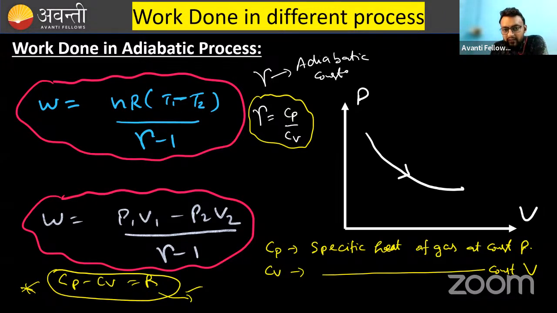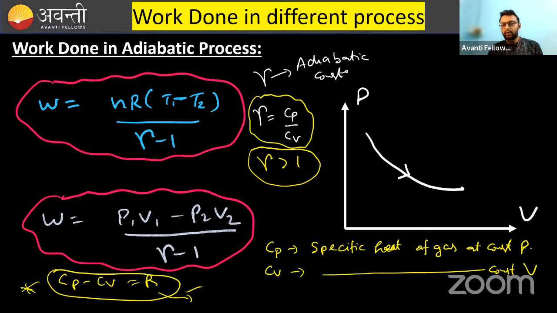Is it greater than 1 or less than 1? You can see that Cp is greater than Cv. That means gamma is greater than 1. Okay. The work done, the formula is nR(T1 minus T2) over gamma minus 1, or (P1 V1 minus P2 V2) over gamma minus 1. This relation you should remember.